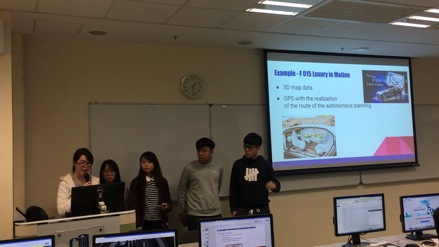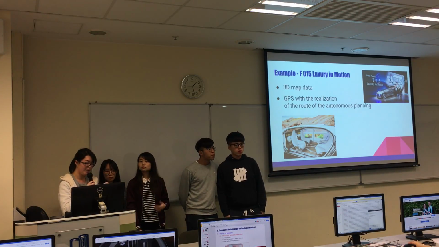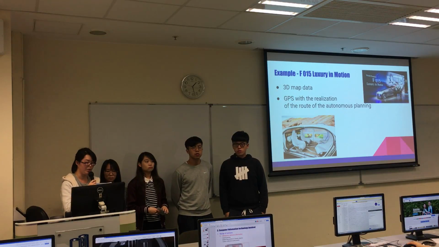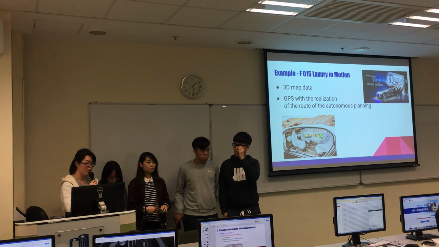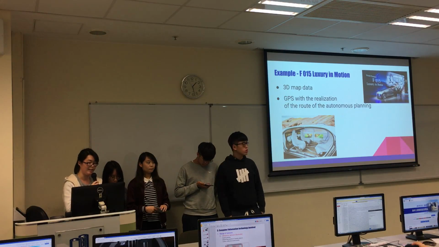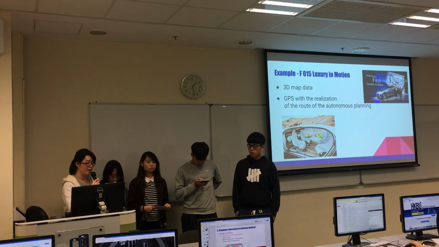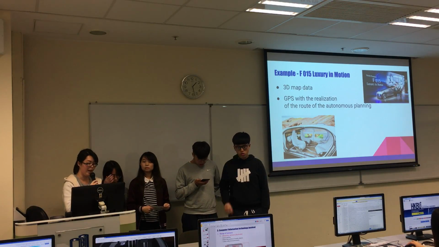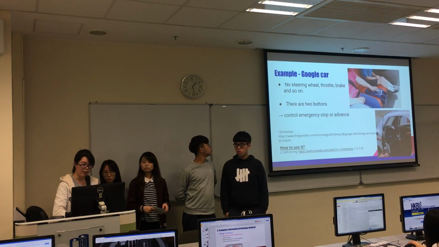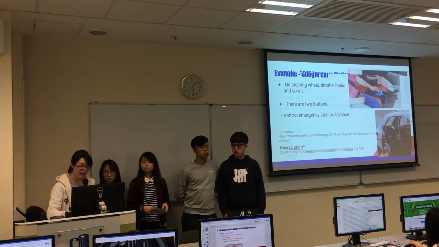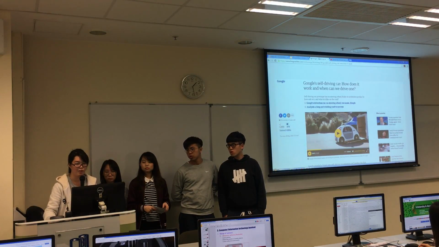And there are some examples, such as the map display that shows the results of the driverless car F015 Luxury in Motion at the 2015 CES. It is built with 3D map data and GPS to achieve autonomous driving and route planning. And the other example is the Google car. But first, let's see a short video to show you what this car looks like.